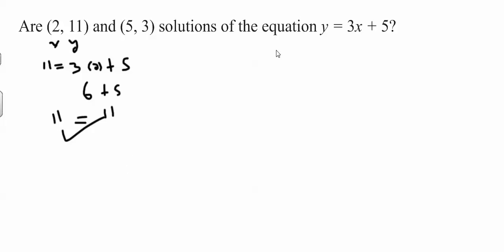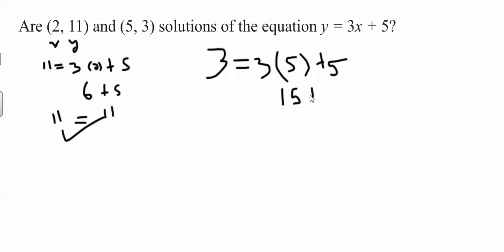That's good. All right, let's check for 5, 3. Again, this is the x and this is the y. So I'm going to put in 3 for y, and I'm going to substitute 5 in for x. So you got 3 times 5, that's 15. And then you add 5 to it. And 15 plus 5, that's 20. Now, is 20 equal to 3? Well, that's not true. So 20 is not equal to 3.